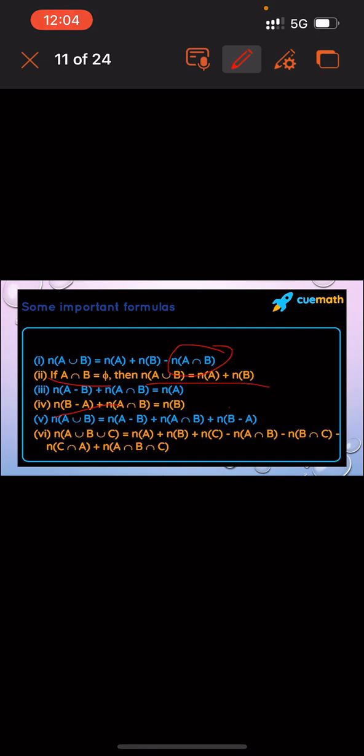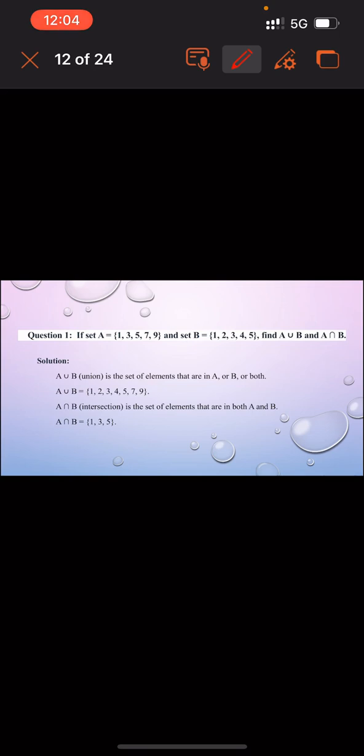For the 3 sets A, B, C, n of A union B union C, this formula we can extend to 3 sets. N of A plus n of B plus n of C minus n of A intersection B minus n of B intersection C minus n of C intersection A plus n of A intersection B intersection C. So now we can see the problems using the above formulas.